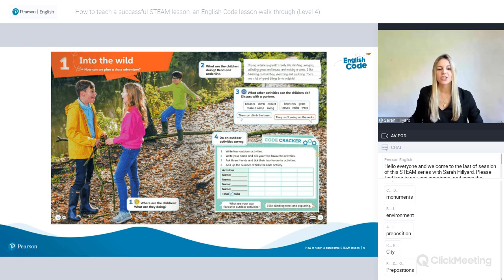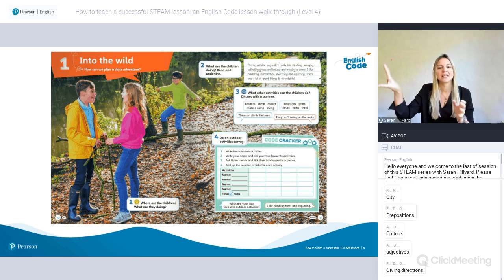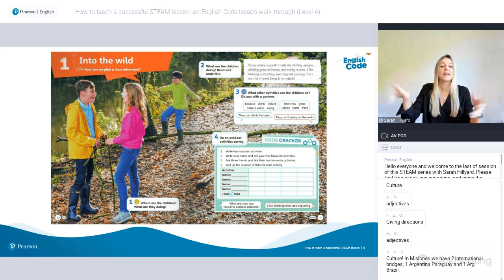This lesson is part of a unit called Into the Wild. And the big leading question for this unit is, how can we plan a class adventure? So in this unit, learners will encounter streams and lakes and woods and rocks and twigs, leaves, branches, tree houses, and bridges on their adventure. So this STEAM lesson is connected to the unit of work and the language we're working on. We're integrating the subjects and the STEAM with the language in the unit. It's not something completely separate. We're not working on something in the unit and then suddenly come up with a STEAM challenge just because we feel like it. It's always connected to what we're working on.